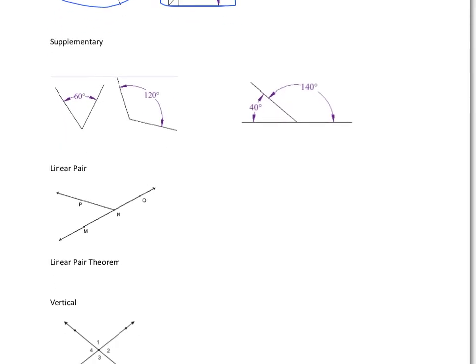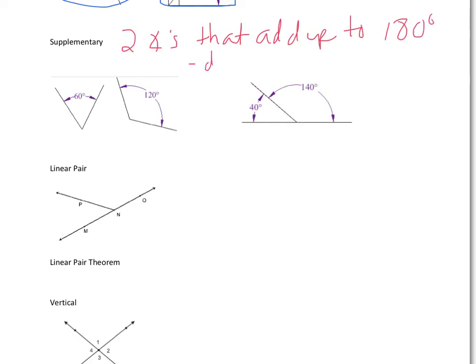Supplementary are two angles that add up to 180 degrees. And again, these do not have to be adjacent.